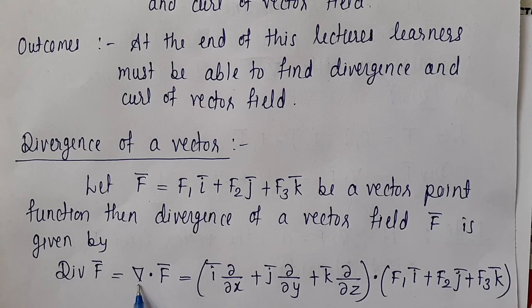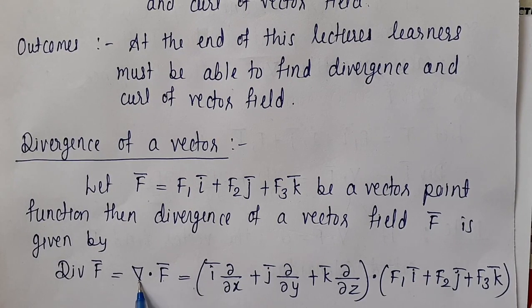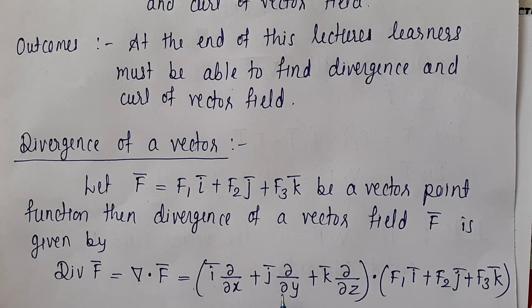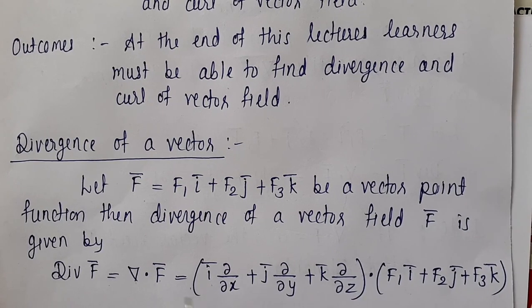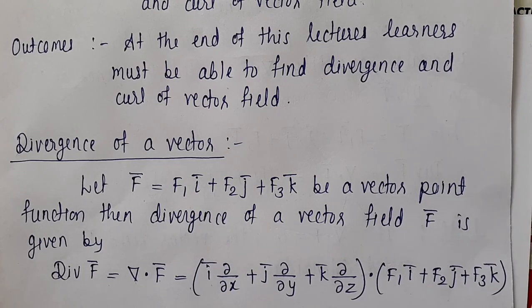Again here we are going to see differentiation. The differentiation operator is del. The dot product of del with f gives us the divergence of f. What is the definition of del? It is i times del by del x plus j times del by del y plus k times del by del z, dot product with the f vector, and the f vector is given as f1i plus f2j plus f3k.